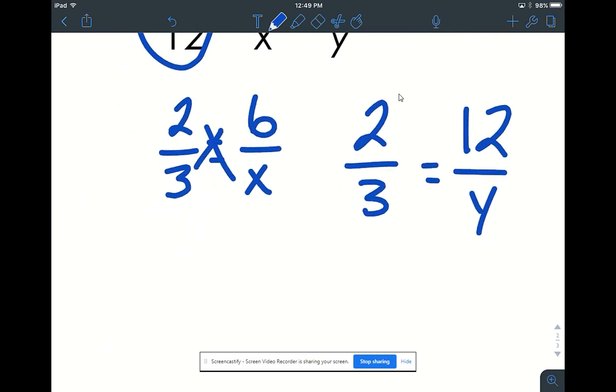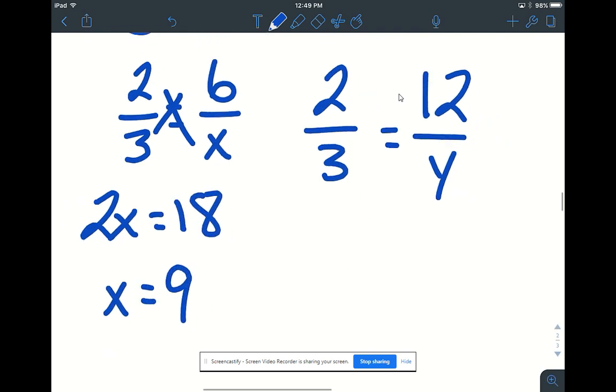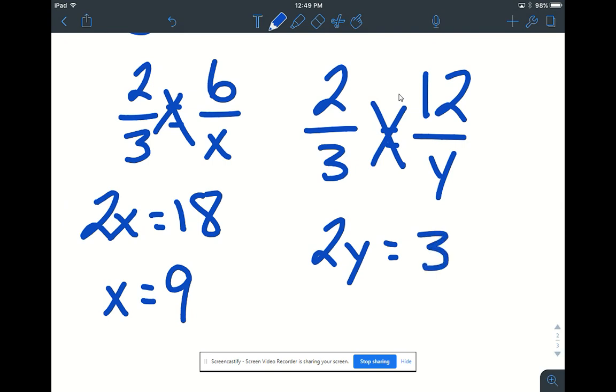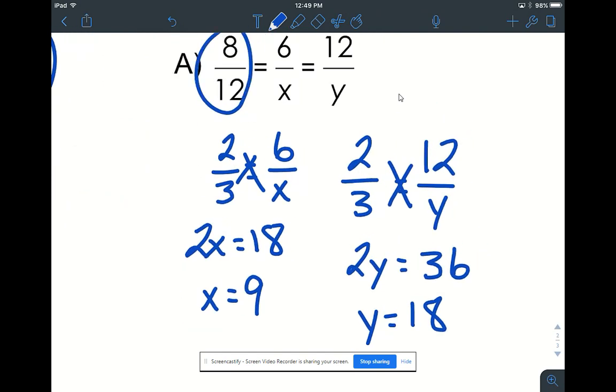So then we cross multiply here, giving us 2x equals 18, so x equals 9. And then we cross multiply to solve for y, giving us 2y equals 36, so y equals 18. So now we've solved for those.